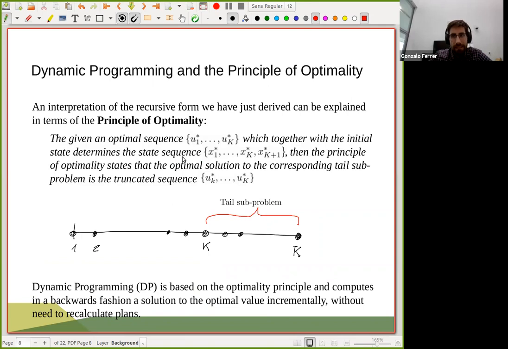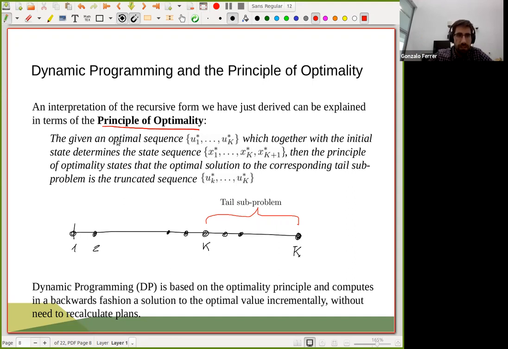Now, let's see in a little more detail how this is related to dynamic programming. The interpretation of this recursive form that we have just derived could also be explained in terms of the principle of optimality. This is also a common term that appears many times, but here we are just giving a coherent explanation. So this recursive form is just a consequence of this principle of optimality.